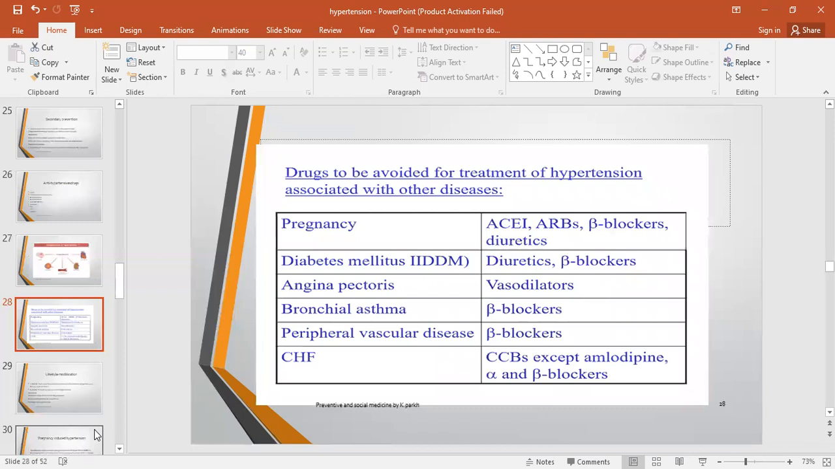Drugs to be avoided for treatment of hypertension when the person is also suffering from another disease: in pregnancy, angiotensin converting enzyme inhibitors, angiotensin receptor blockers, beta blockers and diuretics are avoided. In diabetes, diuretics and beta blockers must be avoided. In angina pectoris, vasodilators cannot be given to the patient. In bronchial asthma, beta blockers cannot be used. Also in peripheral vascular disease, beta blockers cannot be used. And for patients of chronic heart failure, we can use calcium channel blockers except amlodipine, alpha and beta blockers.